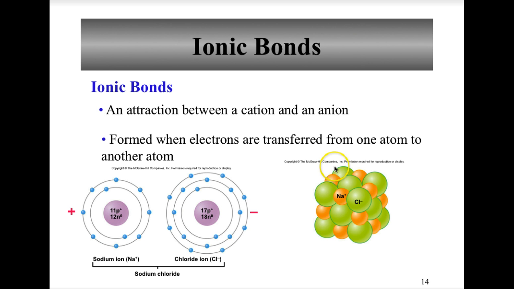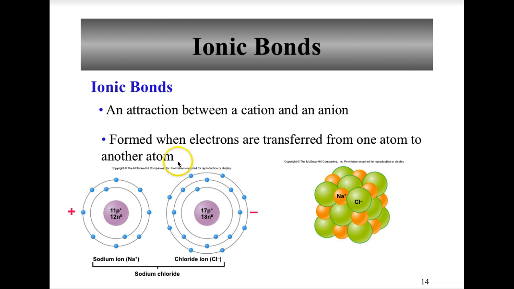An ionic bond is an attraction between a cation and an anion, and it's formed when electrons are transferred from a metal atom to a non-metal atom, and we'll go over all this in class as review. So here you see that sodium atom with its 11 protons and 11 electrons. You see we have 2 electrons here, and then on the outside we have 1, 2, 3, 4, 5, 6, 7, 8.